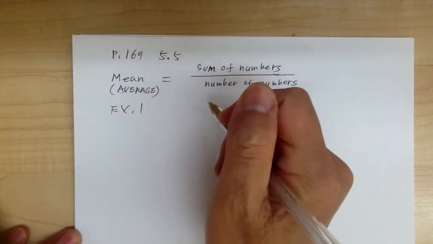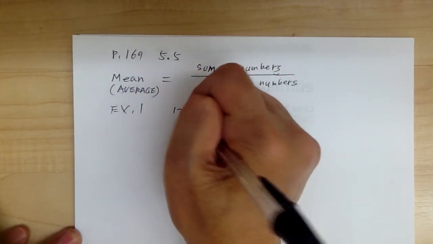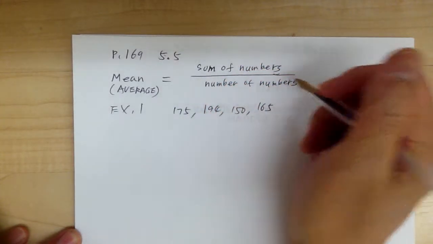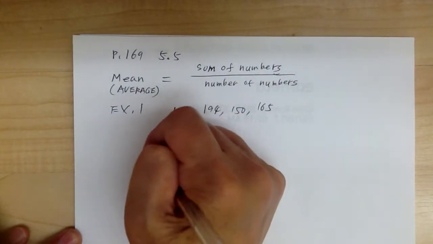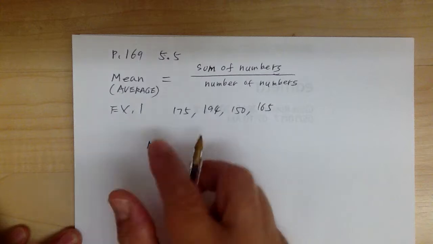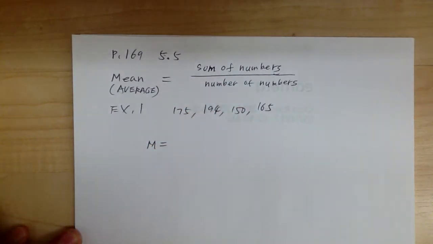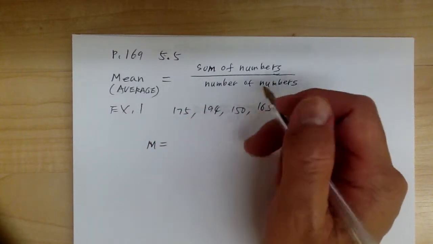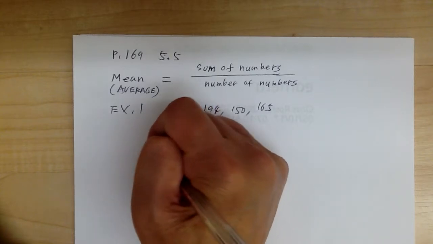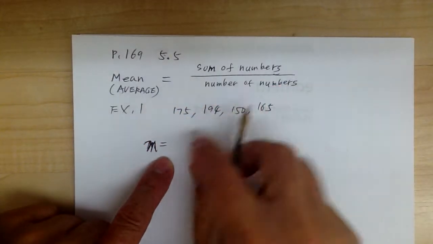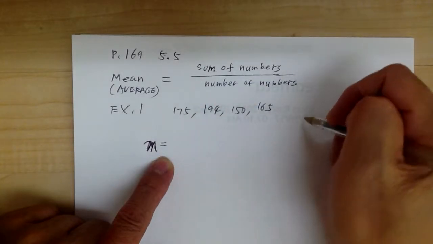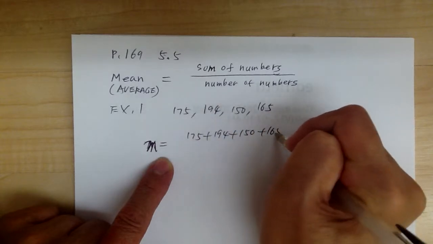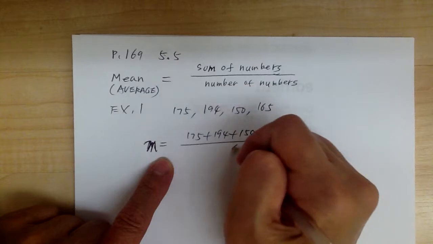So in example 1, it says a bowler scored the following 4 games: 175, 194, 150, and 165. So what is the mean? Again, for the mean, you can use the capital M to stand for mean, or you can use AVE. Okay, that's fine. Let's go and use a small m. So again, to find the average, you add all of these together. So you get 175 plus 194 plus 150 plus 165, and divide by 1, 2, 3, 4. There are 4 scores, so you divide by 4.